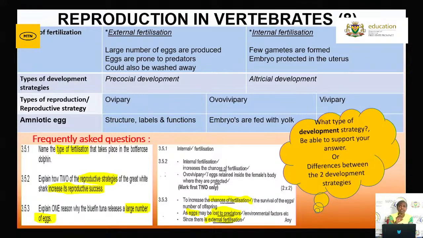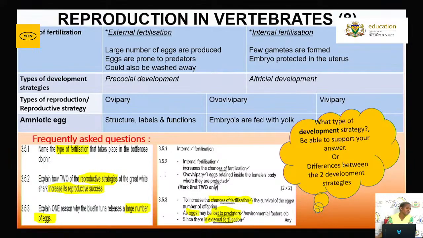Let us say they give you an extract or a diagram. Please remember that you have to be able to interpret whether that particular diagram or extract is based on precocial or altricial development, and also you must be able to support your answer. Types of reproduction or reproductive strategies: now we are talking about oviparity, ovoviviparity, and viviparity. So please just make sure that you revise them.